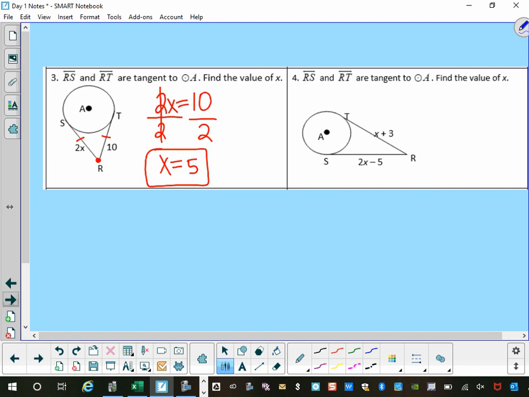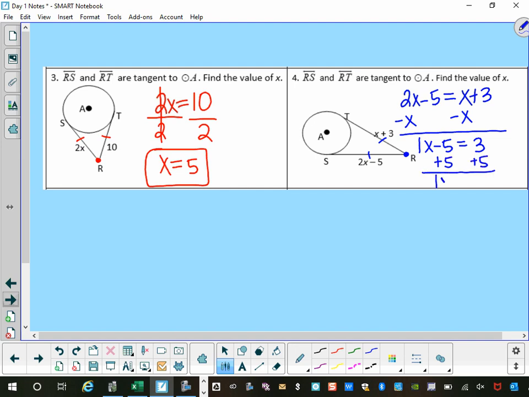Number 4 is very similar. RS and RT are tangent to circle A. Point R is my external point. So I'm going to see if those two tangents are equal to each other. So 2x minus 5 is equal to x plus 3. I want you guys to work this out on your paper. Let me know what you get. Did you get x equals 8? Yes.